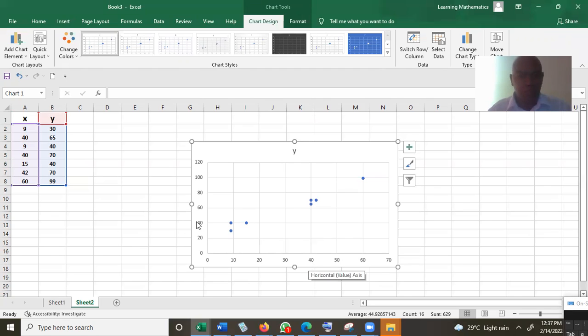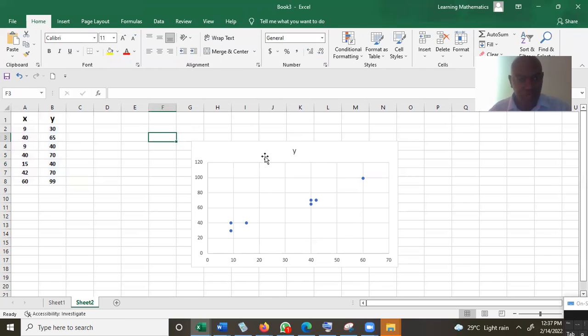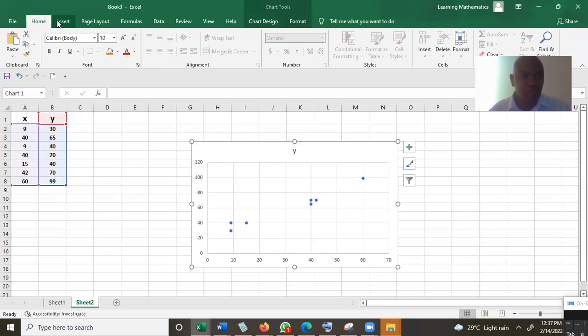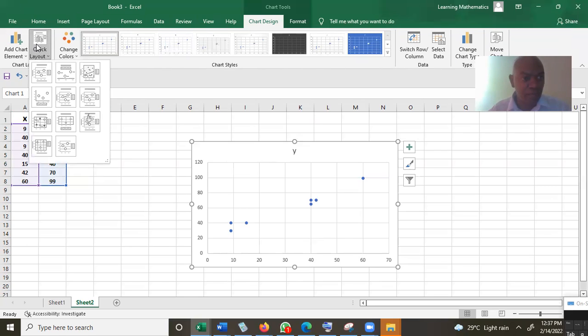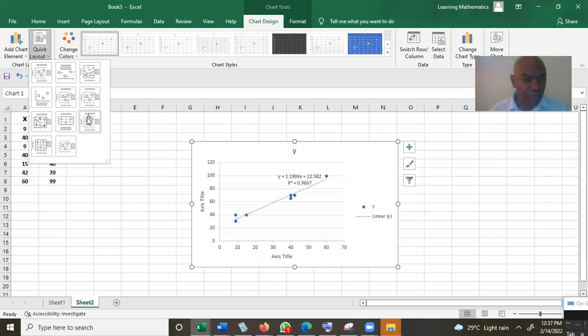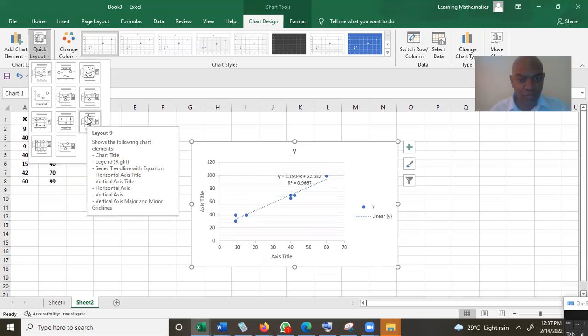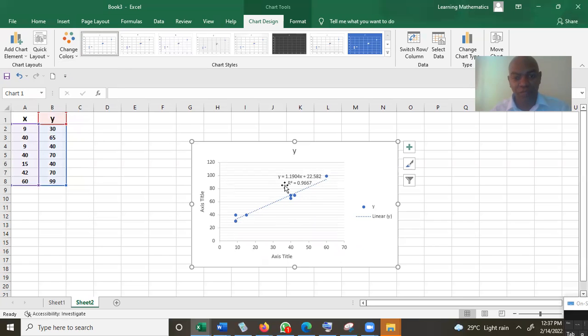Now we can go to quick layout. Make sure that the diagram is highlighted, otherwise quick layout is not appearing. You go to chart design and you go to quick layout. Here you choose the one that has FX on it. You see FX, and automatically, bam, look, the equation appears. Let me just increase it in size.